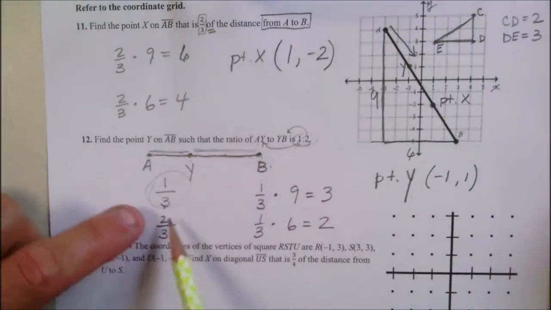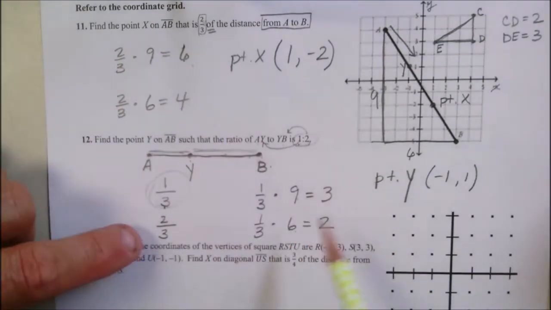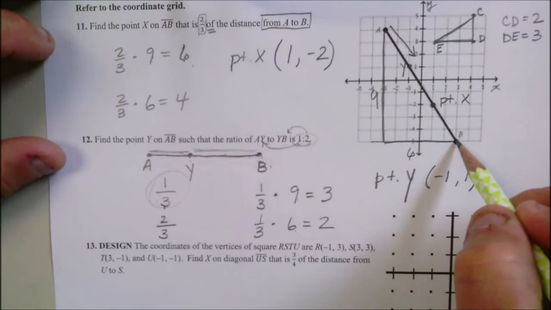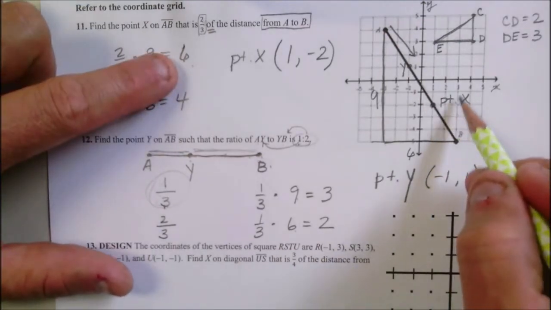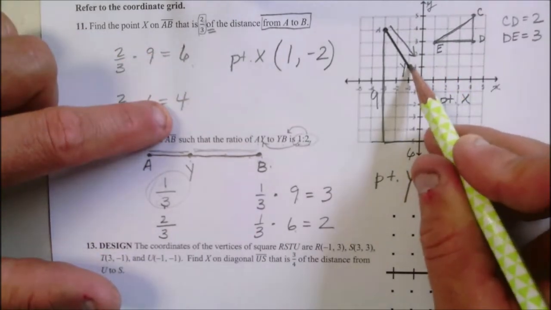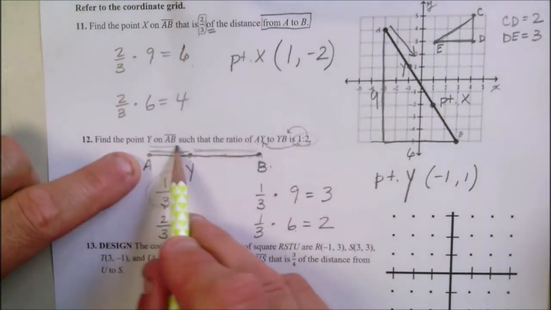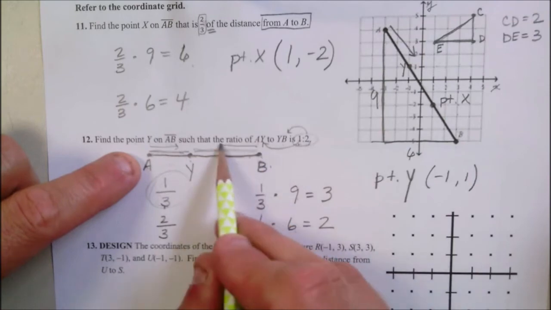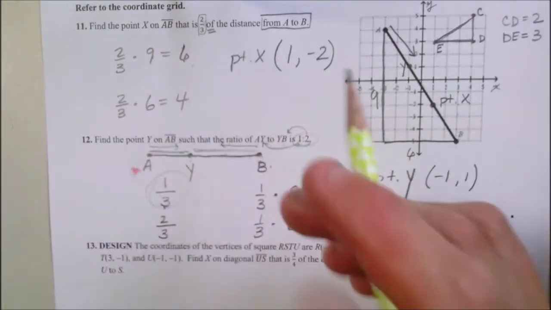So we already know what 2/3 of 9 and 2/3 of 6 are. We did that up here. And so if I were to do, going from B to A, up 6, 2, 3, 4, 5, 6, and over 4, that point, again, is going to be that same spot. We can either go 1/3 the distance here, or 2/3 the distance here, okay?